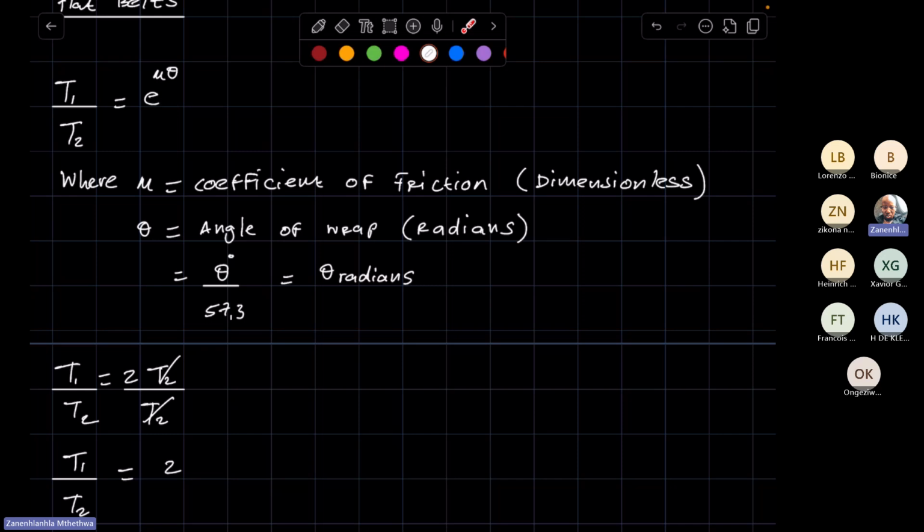So if the angle of wrap, for instance, is say 120 degrees, you have to take this and divide it by 57.3, and what you get will be in radians, and that is what you substitute there. Am I making sense here?